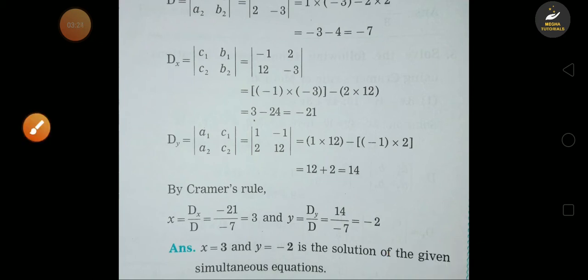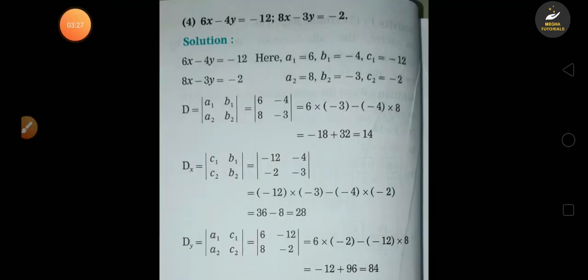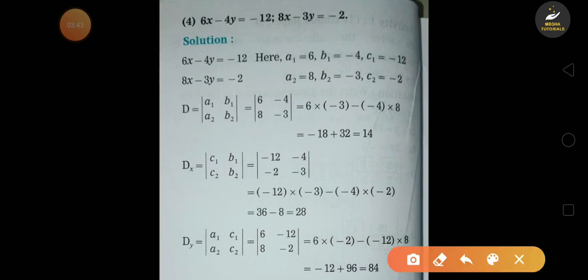simultaneous equations. Question 4. Equations are 6x minus 4y is equal to minus 12, 8x minus 3y is equal to minus 2. Both equations are in the standard form ax plus by is equal to c. So we can write the values of a1 b1 c1 and a2 b2 c2. Okay, then we will find the values for d, dx and dy. So d is equal to a1 a2 b1 b2, dx is equal to c1 c2 b1 b2, and dy is equal to a1 a2 c1 c2.